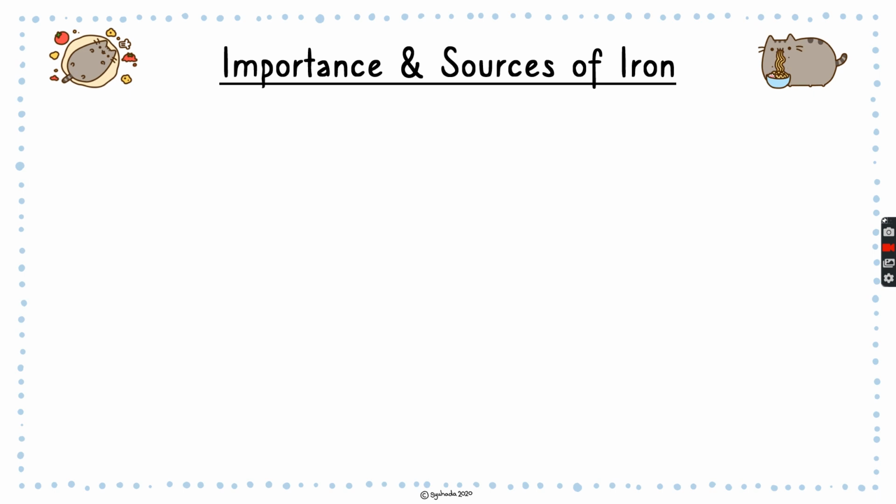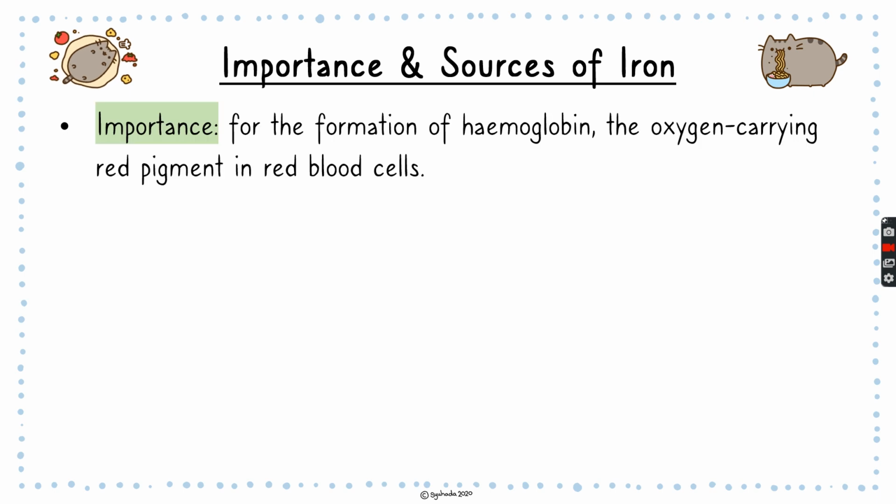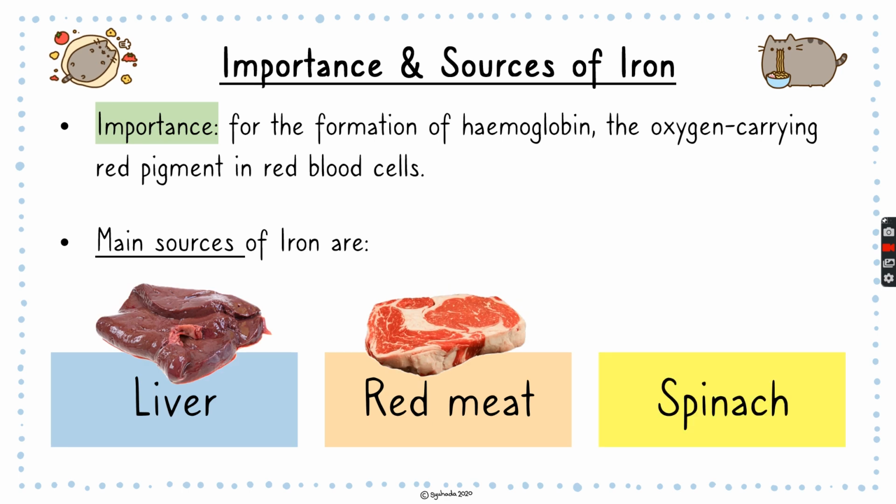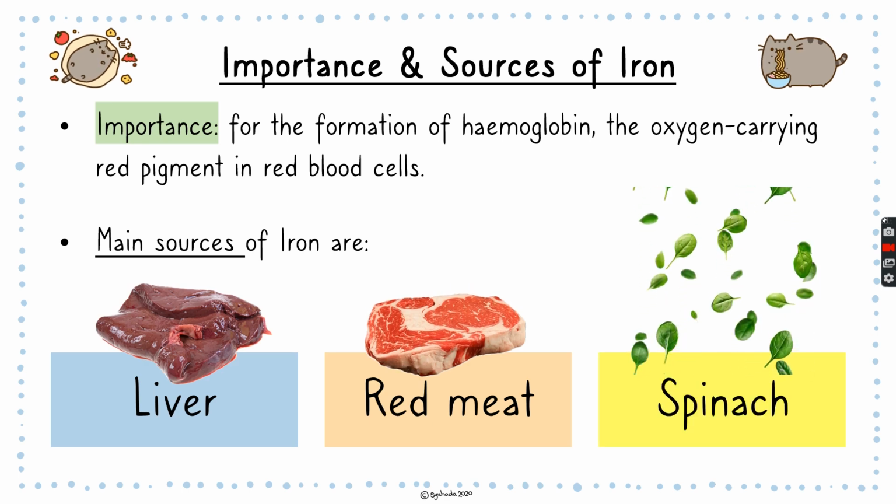Iron is a mineral, and I think you might know why this is important. It is for the formation of hemoglobin, the oxygen-carrying red pigment in red blood cells. The main sources of iron are liver, red meat, and also spinach.